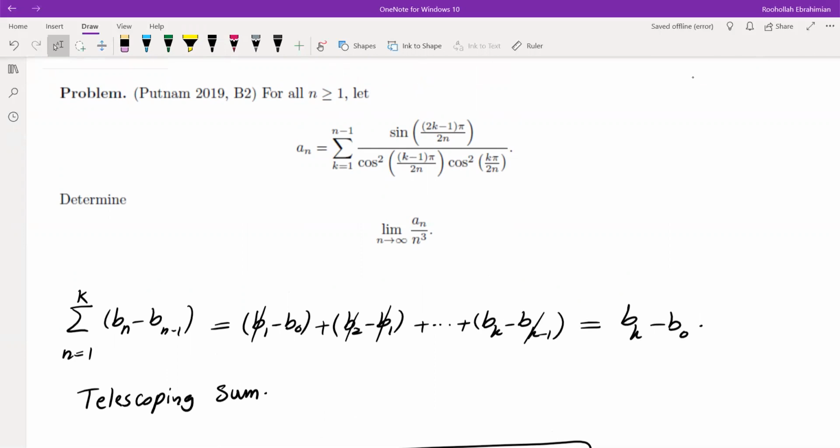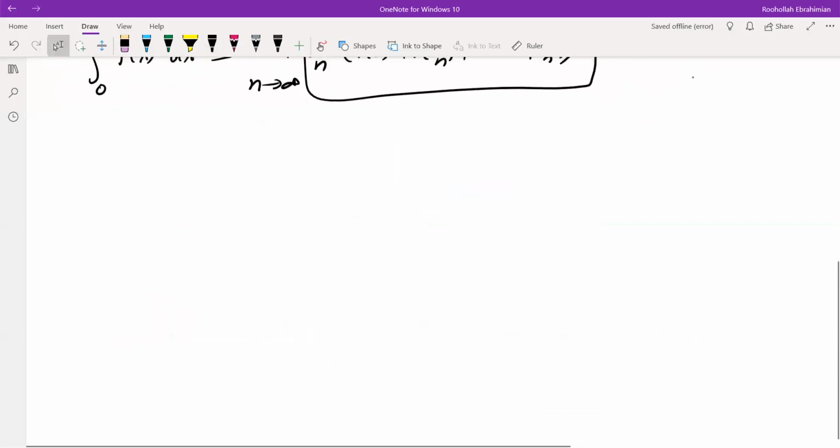Let's see if we can do a telescoping sum. I see that in the denominator I have two terms, cosine squared of (k minus 1) over 2n times pi, and cosine squared of k pi over 2n. The nice thing about these two terms is that they're quite similar: if I replace k by k plus 1 in the first term, I get the second term. That reiterates the similar thing we just saw: you have b_n and b_(n-1), two terms that are basically the same sequence, just shifted. So if I can somehow write this fraction in a similar fashion, then I would hopefully be able to solve the problem. Okay, so that's my first approach.